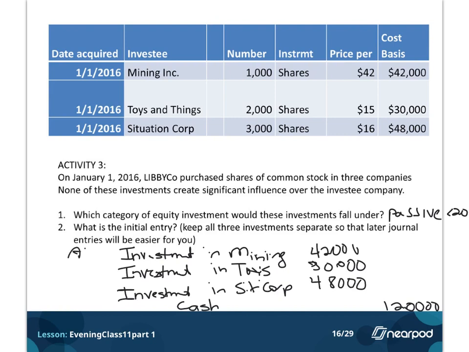Right, so this is assets up, assets up, assets up, and assets down. So there's my entry. Not the prettiest writing, but you get the point, right? It's recording those at fair value.